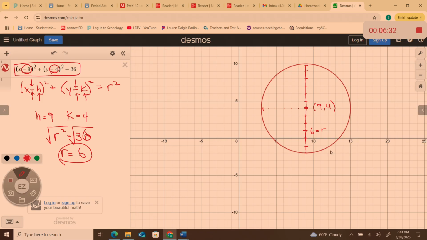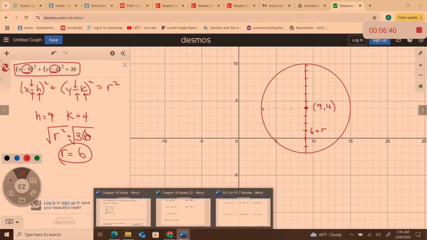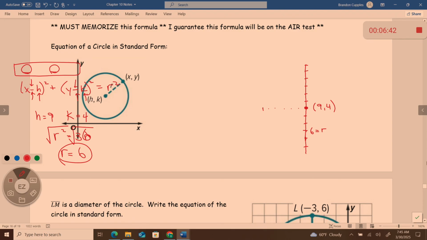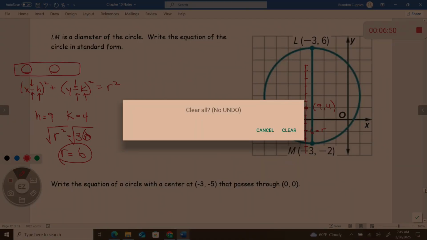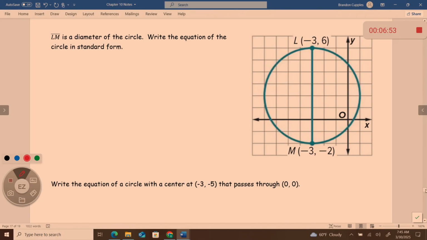Okay? So that's the basis for what we're going to be looking at today when it comes to the circle equation. So let's take a look at some possible situations we can find ourselves in to be able to answer these type of questions. Okay. So the first one looks like this. LM is the diameter of the circle. Okay. It's just like the one we looked at. Write an equation of the circle in standard form.